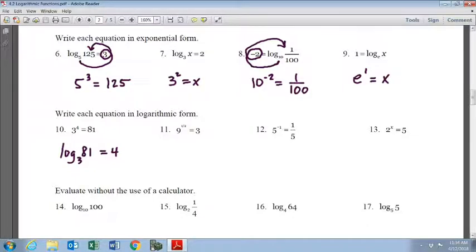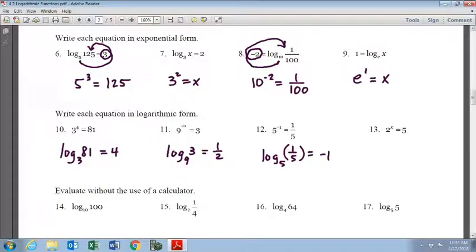Number 11. Let's see, I would write log first. My base is 9, so that's my little guy. The exponent goes all by itself, and the answer goes right there. So go ahead and try 12 and 13, so stop the video, and then you can watch the video. All right, so on number 12, it's the log base 5 of 1/5 equals negative 1.